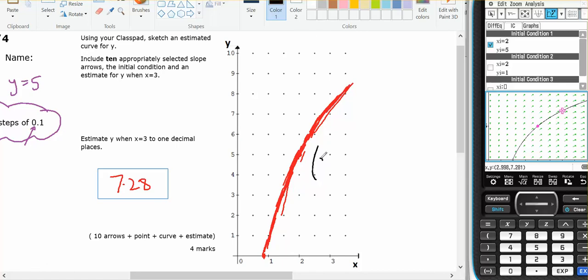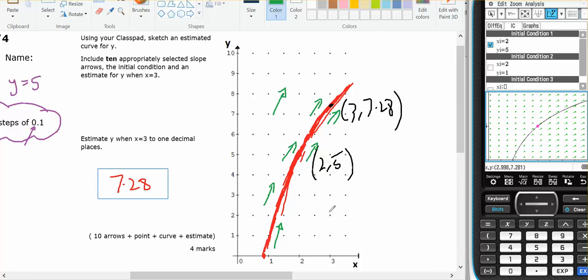And I'm going to label 2 and 5, and I'm going to label 3 and 7.28, and I need to draw about 10 arrows. So I'm just going to put them close to the curve that matches the gradient of the curve, and I can see that some might go in that direction, some will go over in that direction, and that's close enough to 10. Okay, so 10 arrows: 1, 2, 3, 4, 5, 6, 7, 8, 9, 10. The point is correct, 2, 5. The curve is correct, and the estimate at 3 is 7.28.